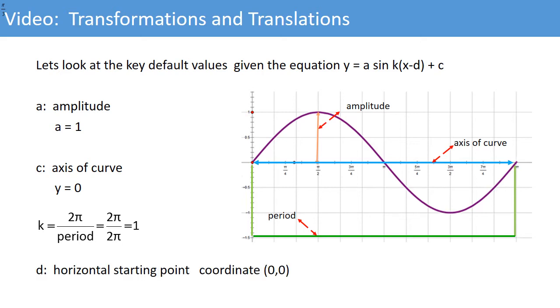D represents the horizontal starting point. At this point in a default graph, the coordinate is equal to 0, 0. For the horizontal starting point, you need to look at the x value of the coordinate. Just to review the default values, a is equal to 1, c is equal to 0, k is equal to 1, and d is equal to 0.